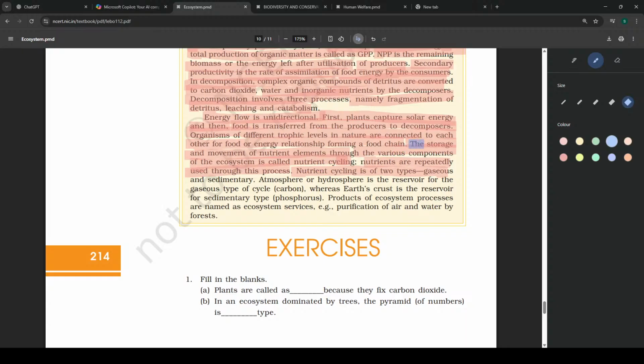What is nutrient cycling? The storage and movement of nutrient elements through the various components of the ecosystem is called nutrient cycling. Nutrients are repeatedly used through this process. Nutrient cycling is of two types, that is gaseous and sedimentary.